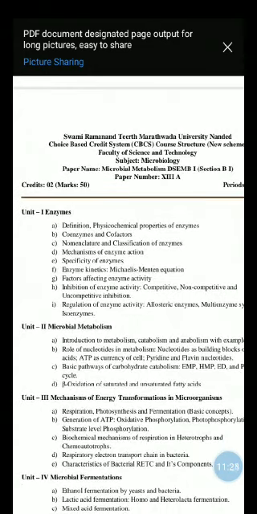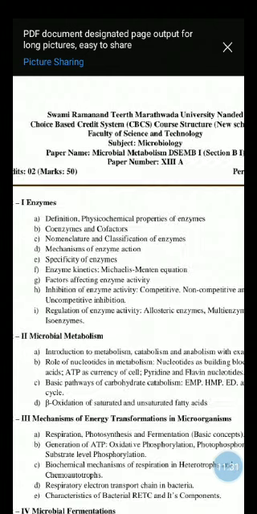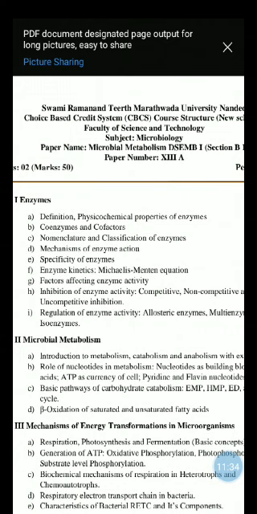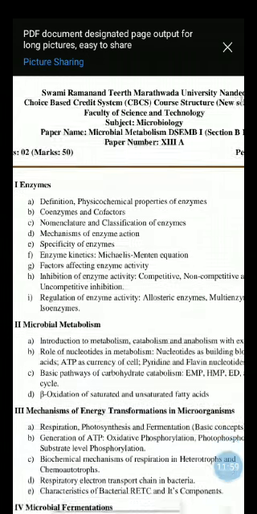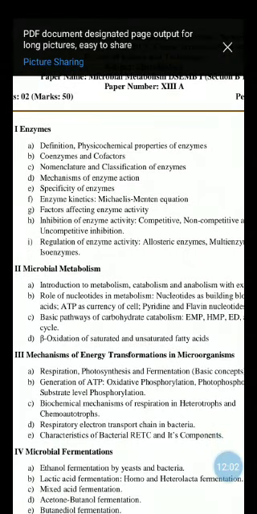Unit first, enzymes. Under unit first, enzymes, we will see subpoints. A, definitions and physicochemical properties of enzymes. B, coenzymes and cofactors. C, nomenclature and classification of enzymes. D, mechanisms of enzyme action. E, specificity of enzymes. F, enzyme kinetics, that is the Michaelis-Menten equation. G, factors affecting enzyme activity. H, inhibition of enzyme activity.